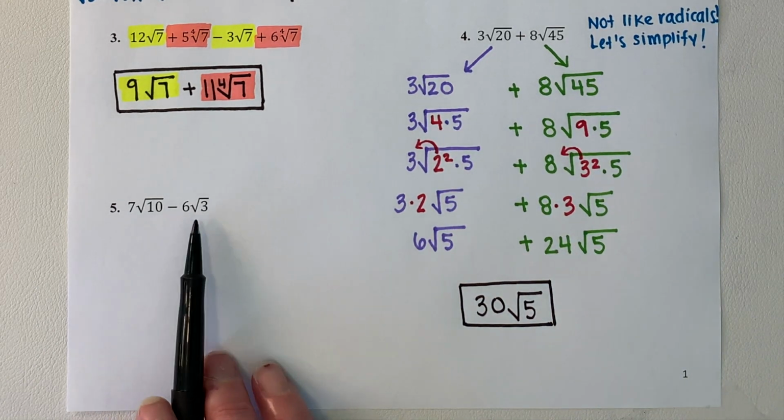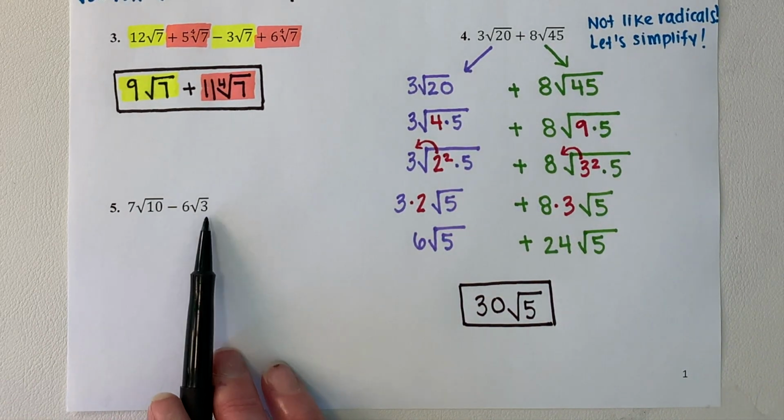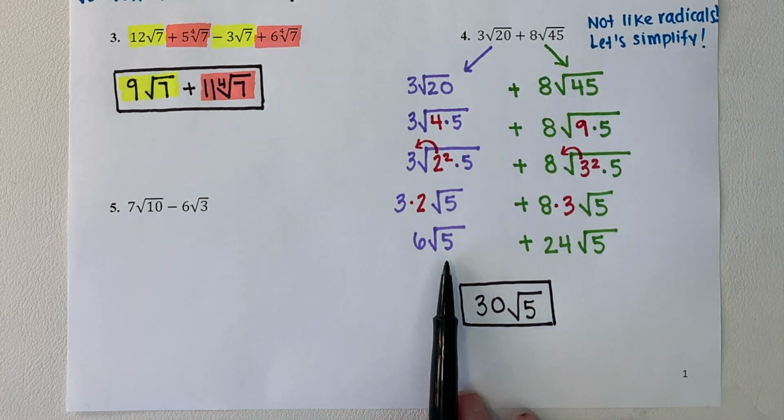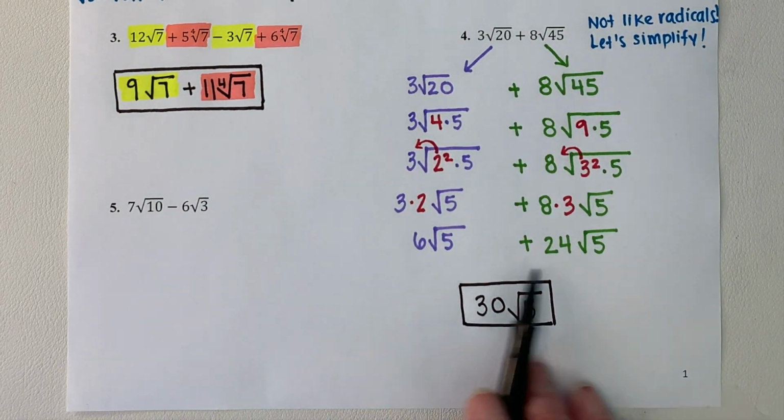Notice these are not like radicals. They have different radical bases. Since these are not like radicals, they cannot be subtracted. But let's check to see if we can simplify, because sometimes if you simplify first, you will then end up with like radicals, like we did over here.